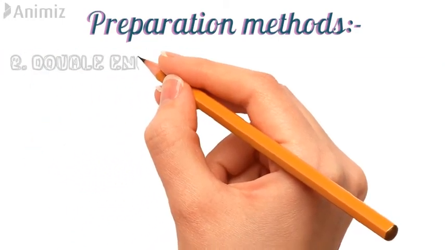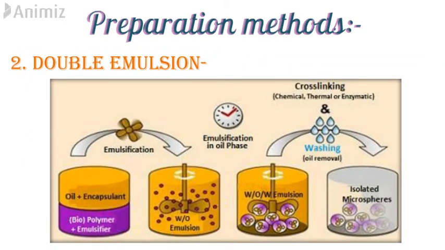The second method is called the double emulsion method. It consists of the bioactive agent, which is usually a protein, in the aqueous phase and polymer in the organic phase. They are emulsified to form a water-in-oil emulsion. This primary emulsion is added to a secondary continuous phase, which is usually water containing a stabilizer such as polyvinyl alcohol. They are mixed to form a water-in-oil-in-water double emulsion. Then, similar to the first method, a cross-linking agent is added, they are centrifuged, washed, and microspheres are isolated.